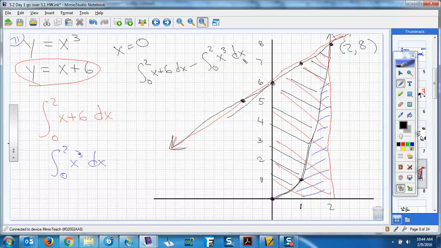But wait a minute, that's two integrals. They said express the area of the region in part A. Oh, they said using integrals. So I guess that would be okay. We could stop there.